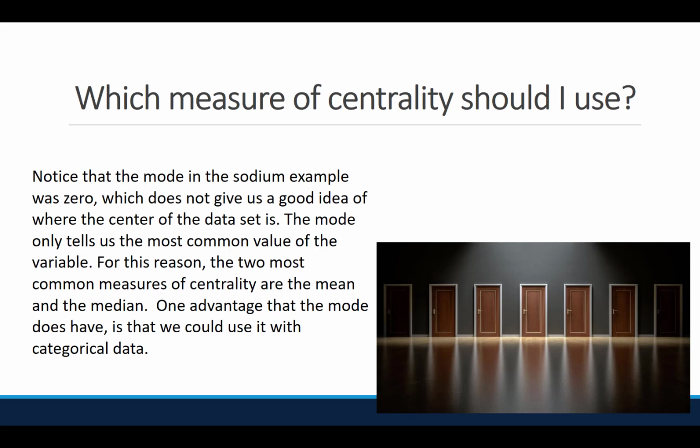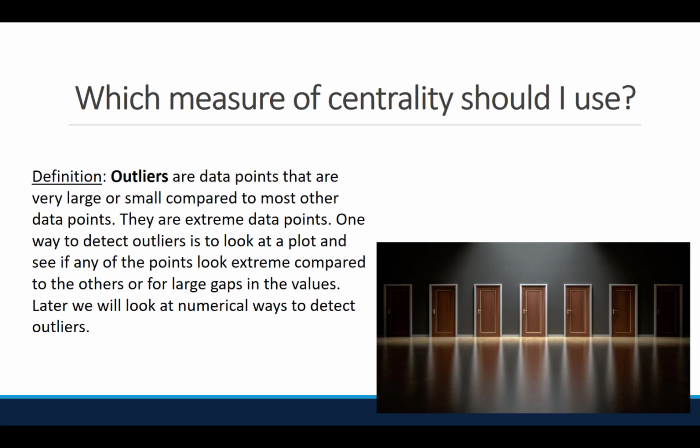The choice of whether to use the mean or the median depends on if a data set contains outliers and the shape of the distribution. Outliers are data points that are very large or small compared to most other data points. They are extreme data points. One way to detect outliers is to look at a plot to see if any of the points look extreme compared to the others, or for large gaps in the values. Later, we will look at numerical ways to detect outliers.